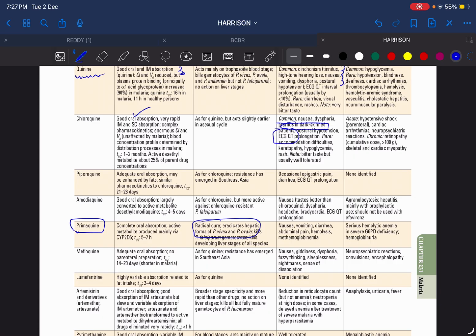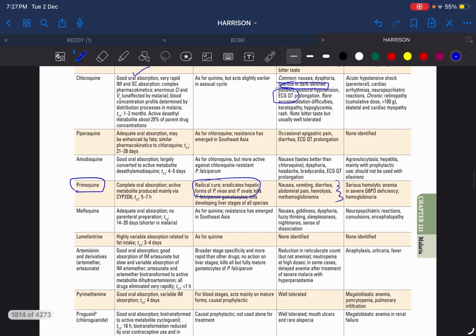Then remember, primaquine is used for the radical cure of Plasmodium vivax and ovale because it kills the hepatic forms, and it is associated with nausea, vomiting. I told you primaquine precipitates hemolysis. That is why it is contraindicated in G6PD deficiency. It also causes methemoglobinemia. Then mefloquine, it is usually for prophylaxis actually.